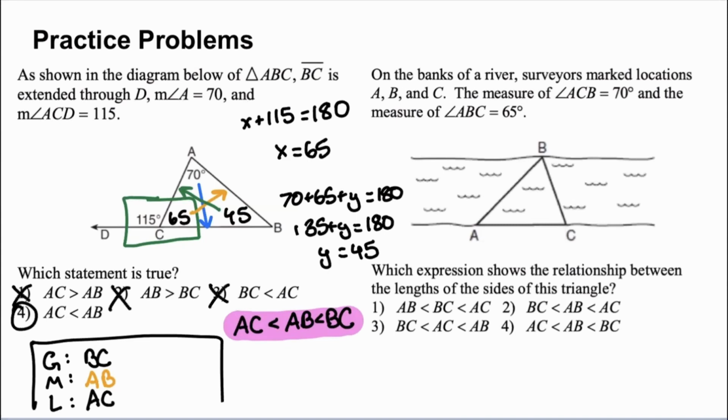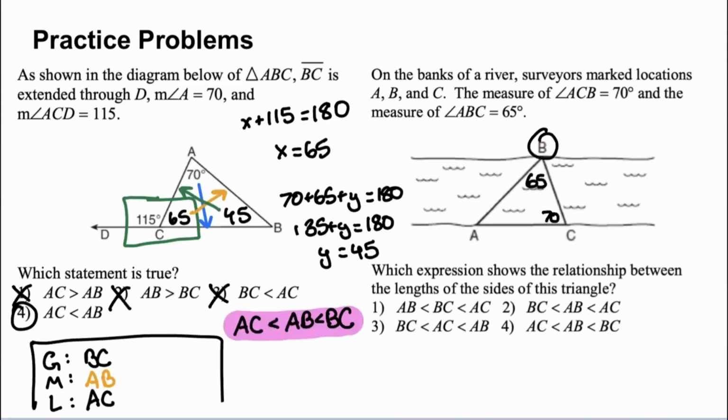Now the second one has to do with a river, with surveyors marking locations along the river and the different angles that it makes up with angle ACB. When reading measures of angles in this way, you want to look at which letter comes in the middle. In this case, it's C, because that's where the angle is formed. So ACB, this is where the angle is formed. So this is angle 70. And the measure of ABC, the angle is formed here. So this is 65.